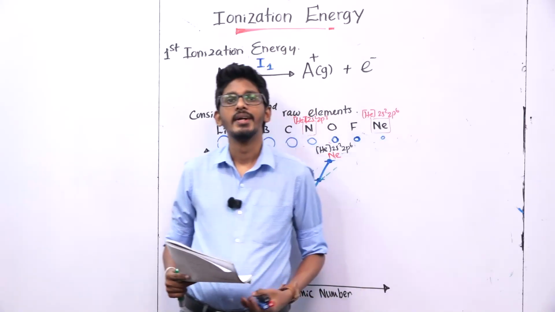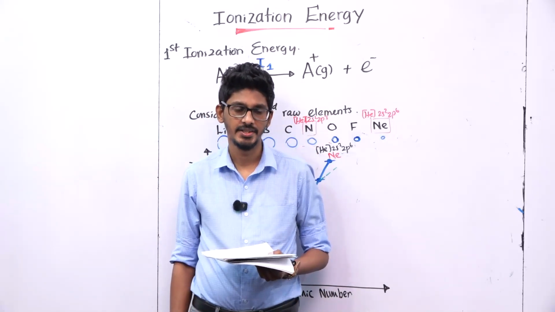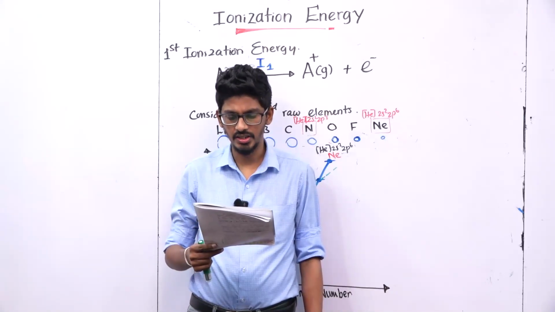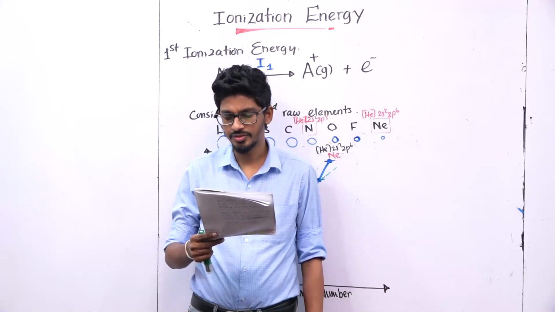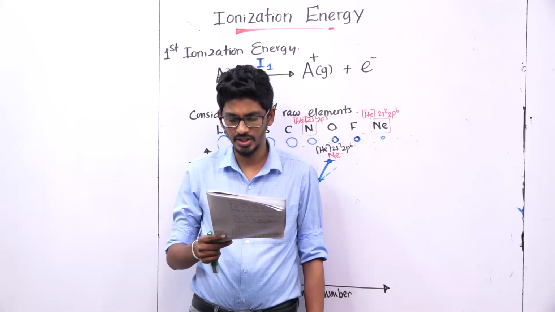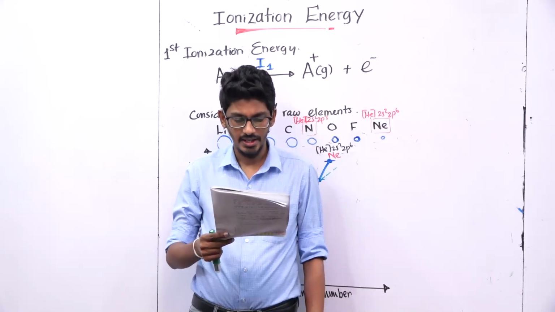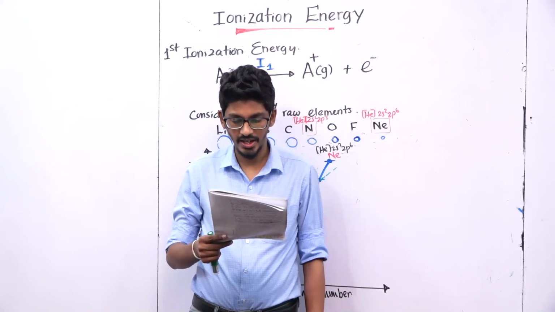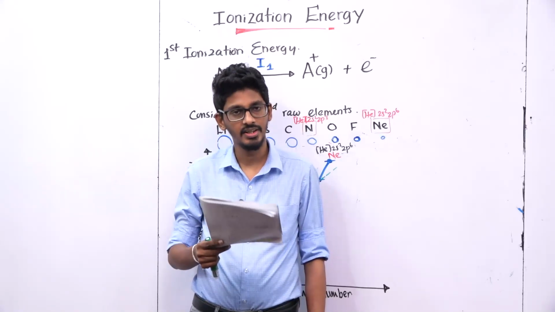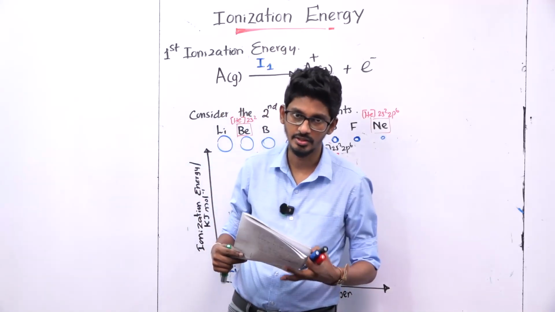Okay. Next point. It says in the note: the zigzag pattern in the trend is because of the existence of stable electronic configurations. Under that, they are saying A, group 18 element neon has the greatest I1. We'll write the reasonings behind that.